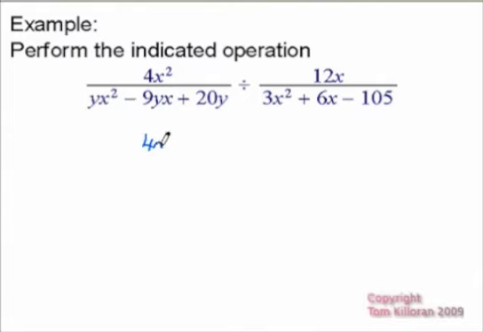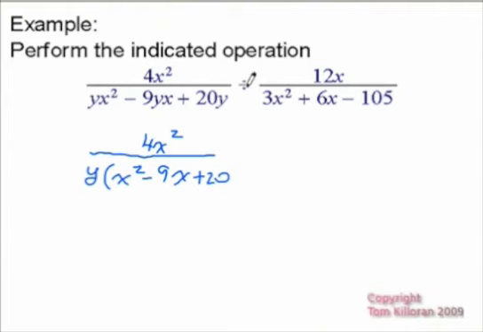So just rewriting things. And while we're rewriting, we probably could factor certain things. Like for instance, this trinomial has a common factor of y, so I'll pull it out. And that leaves the x squared minus 9x plus 20. We're going to change the division into multiplication and then flip the second fraction.